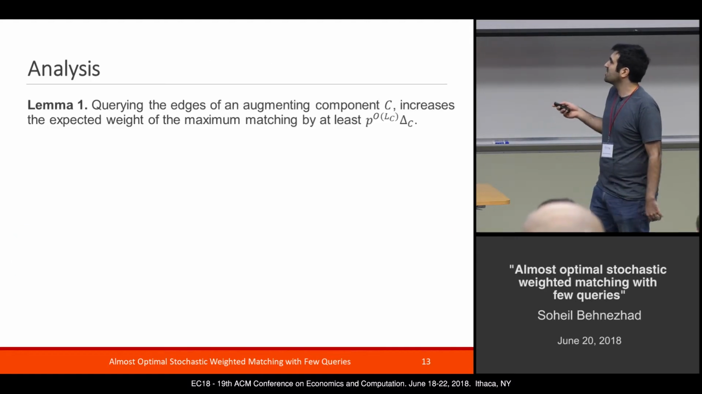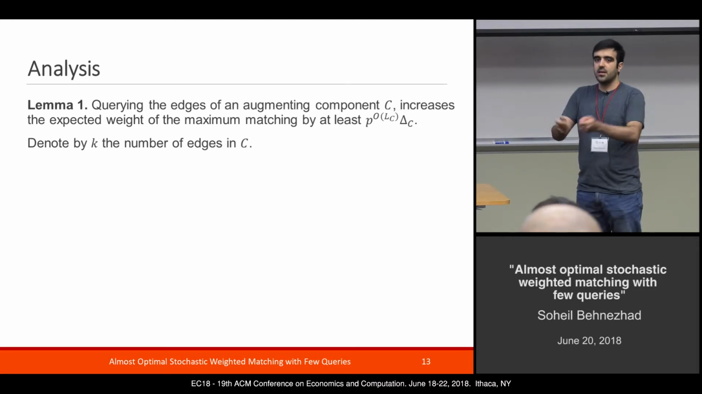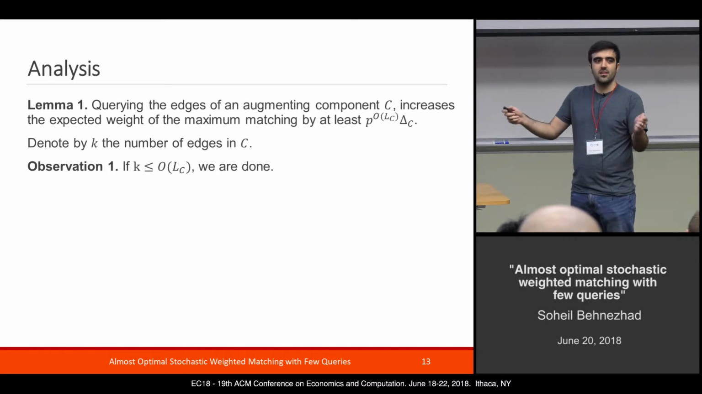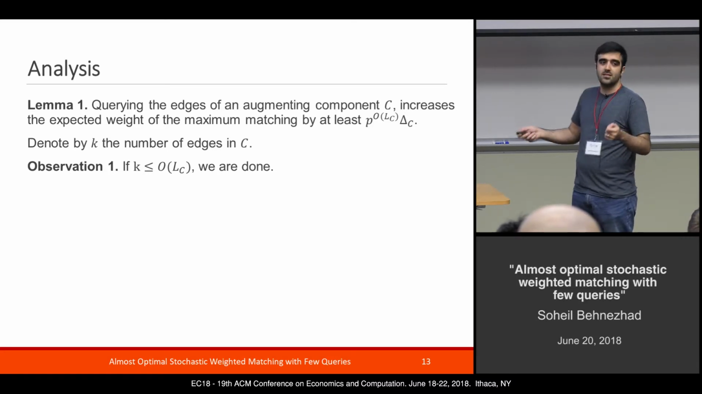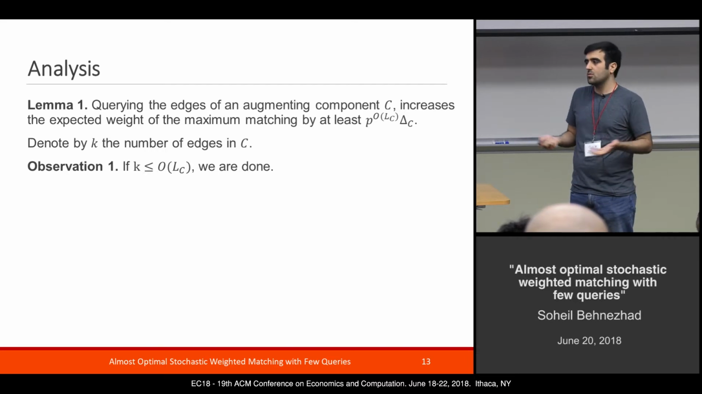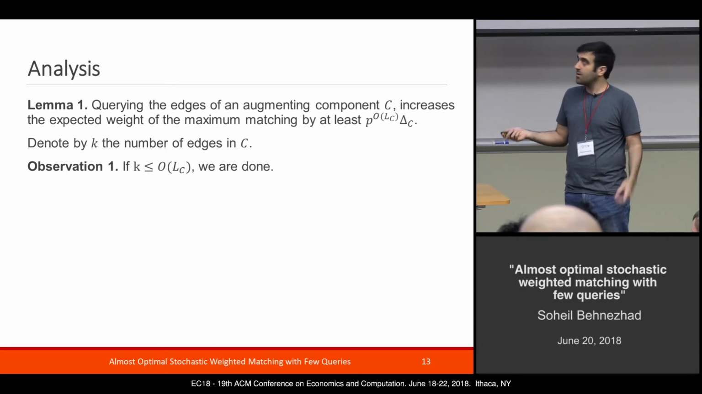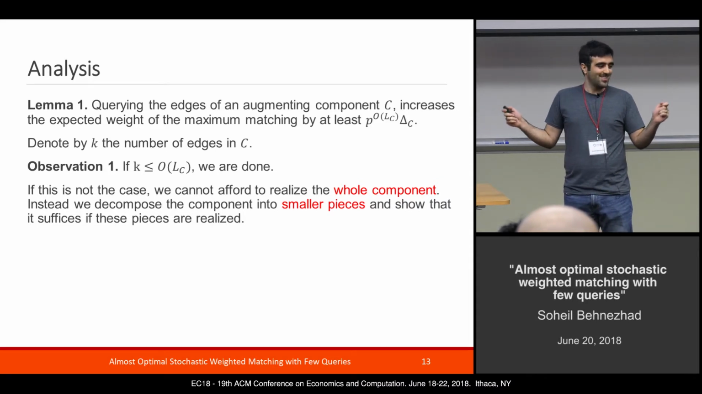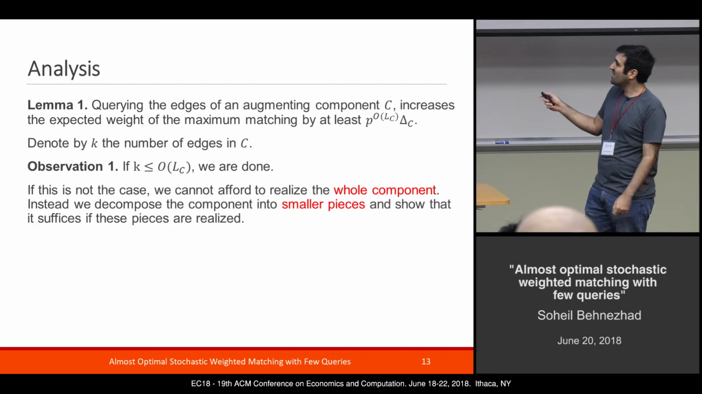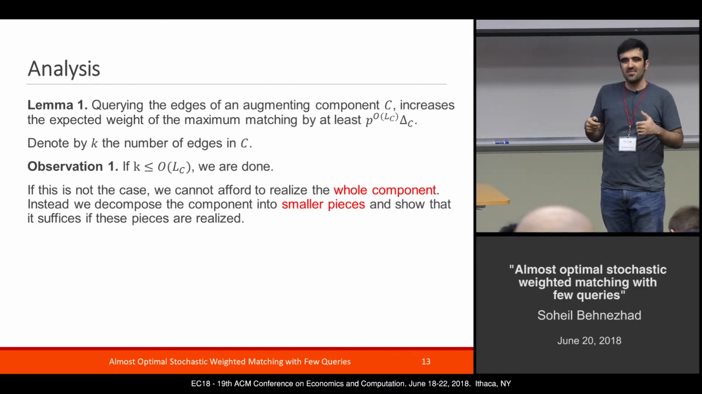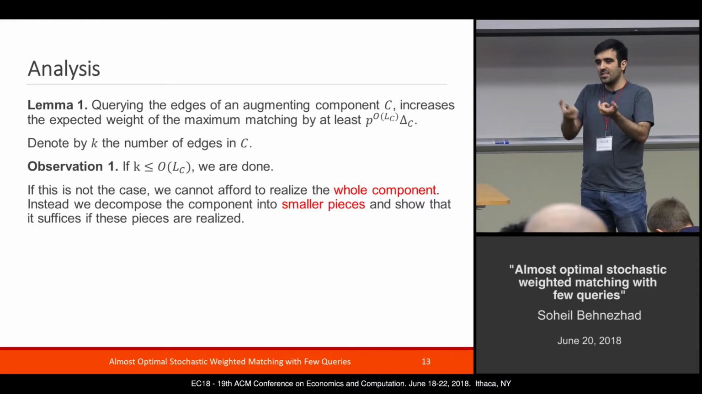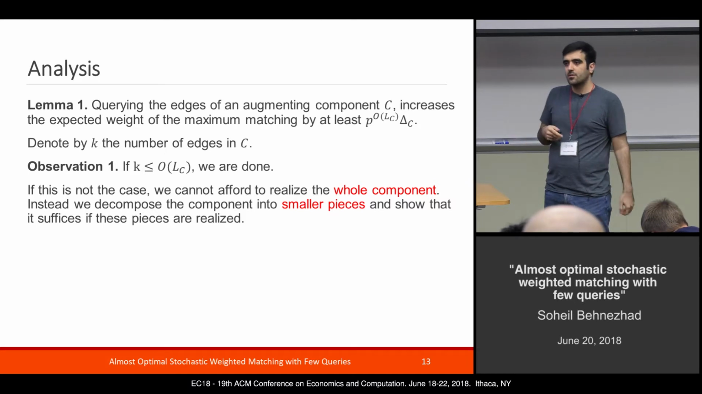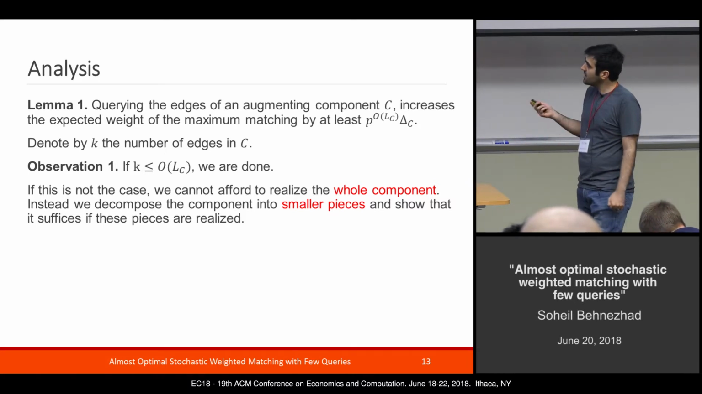And to do this, really to give the intuition behind why this works, take an augmenting component C and denote by k its length. If this length is smaller than its normalized length, then with probability p to k, we realize the whole path and we're good. But if the length of the component is really longer than the normalized length, what we do is decompose the component into smaller pieces and show that if each of these smaller pieces is realized, then we add a good expected value to the weight of our realized matching.